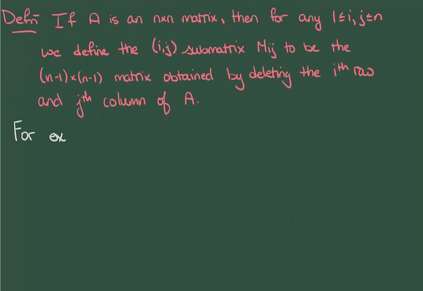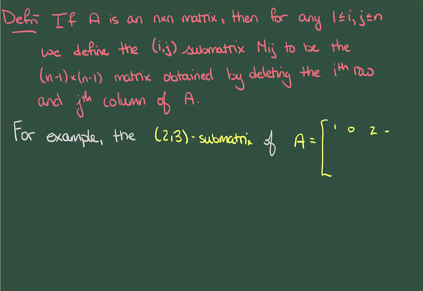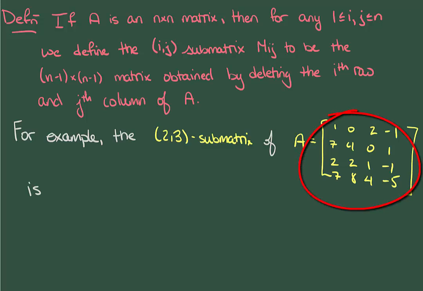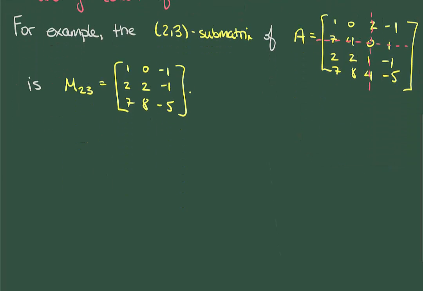So to see this in action, let's write down a random 4x4 matrix, and let's find its, say, 2,3 submatrix. Now I'm really just writing down random numbers here. If you want to make an example yourself, the numbers don't matter at all. So since we want the 2,3 submatrix, we're going to delete the second row and the third column like this. And what's left over makes up a 3x3 matrix, and that's what the 2,3 submatrix of A is going to be.